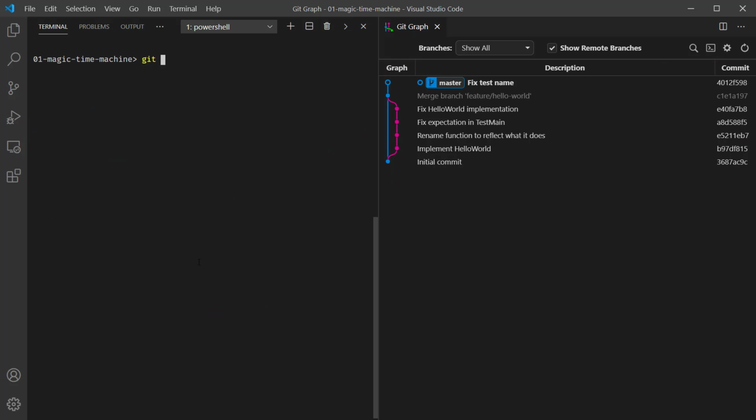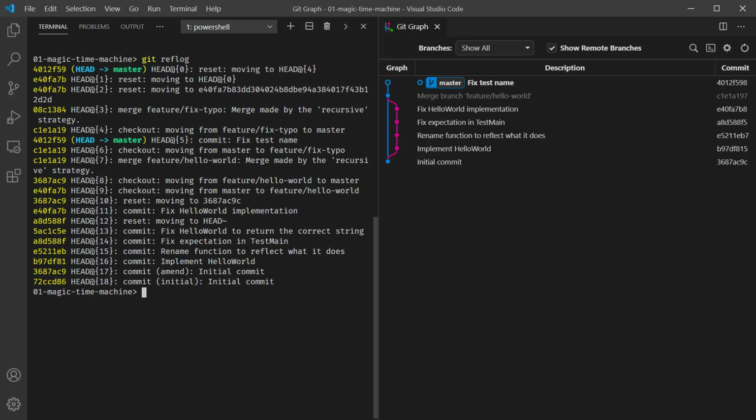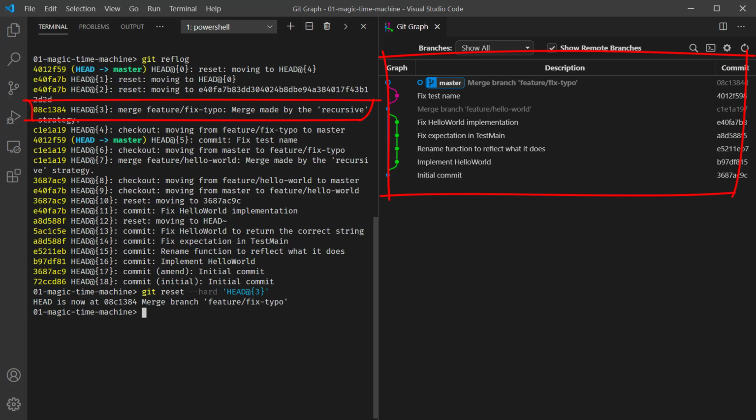Let's clear the screen again and open the Git ref log one more time. This time let's try 3 moves ago. And there you go. Everything is back again. Wonderful.